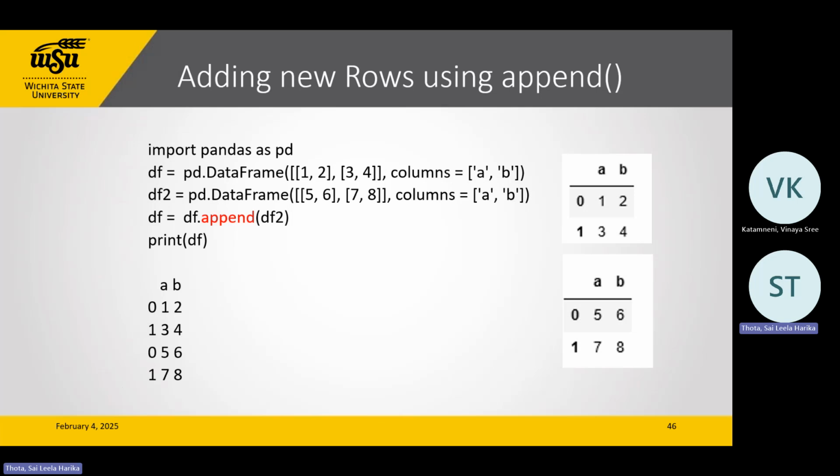And adding new rows using append. Append is simple, it appears at the end. So here I consider two data frames. df is pd.DataFrame with 1, 2, 3, 4 and the column values. And the second data frame df2 is pd.DataFrame with 5, 6, 7, 8 and the column values. So I tried to add the two with df.append(df2), and that is the reason the output will be 0, 1, 2, 1, 3, 4, 0, 5, 6 and 178. Those are the individual data frames, but after appending, this is the output that I got.